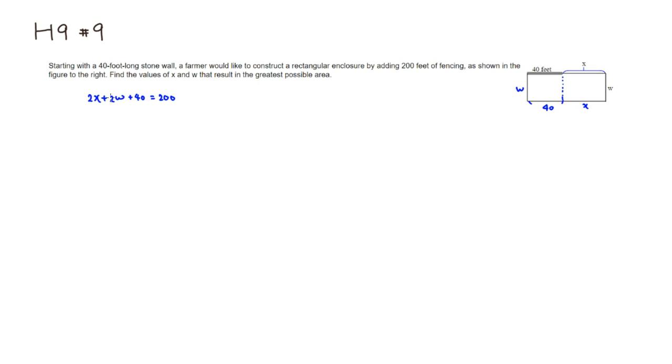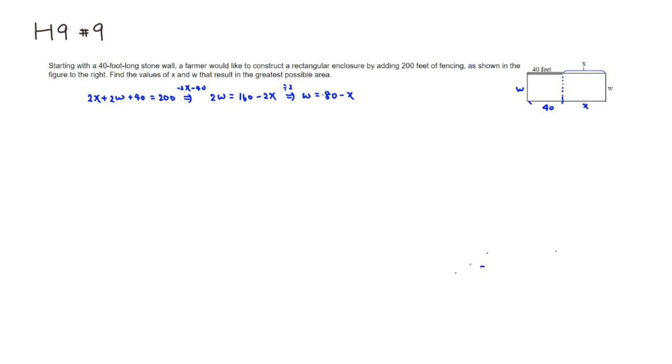I'm going to solve this equation for W. First I'm going to subtract the 2X and 40. So you have 2W is equal to 200 minus 40, which is 160, and then minus 2X. Then I'm going to divide through by 2, so that we have W is equal to 80 minus X.